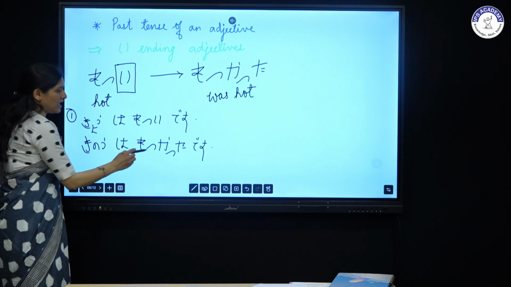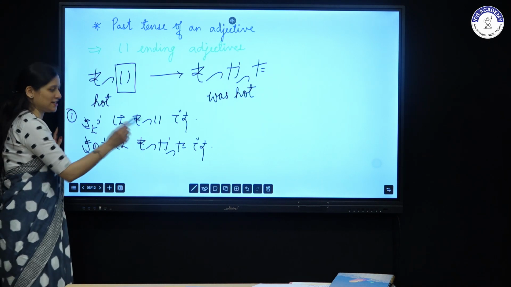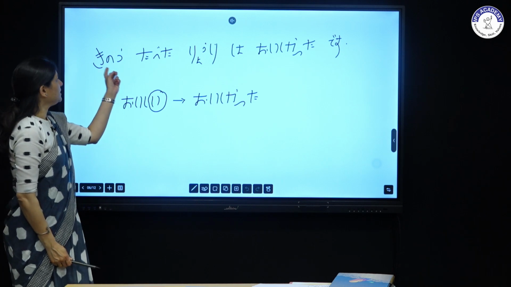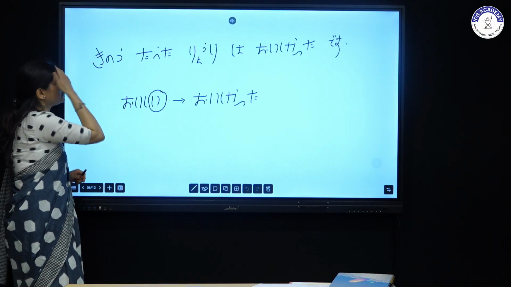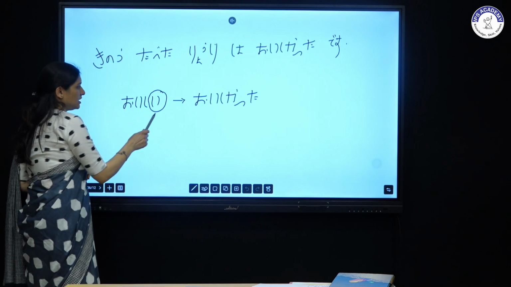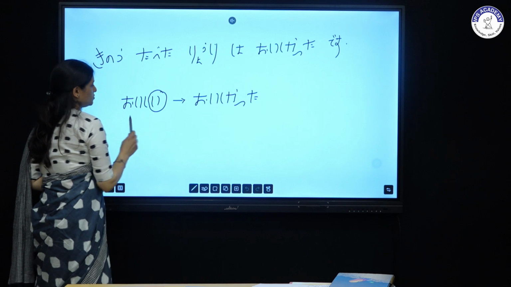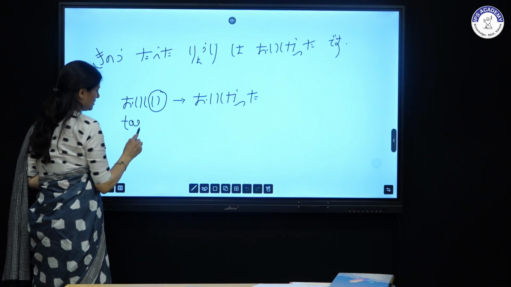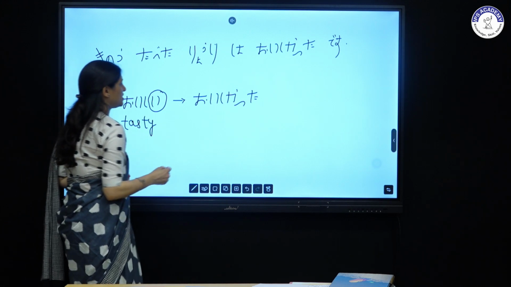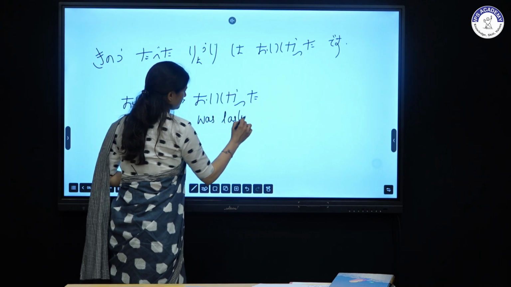Kinou wa atsukatta desu. Yesterday it was hot. One more example. The food I ate yesterday was tasty. So I have replaced i from oishii with katta. So oishii means tasty. Oishikatta means was tasty.